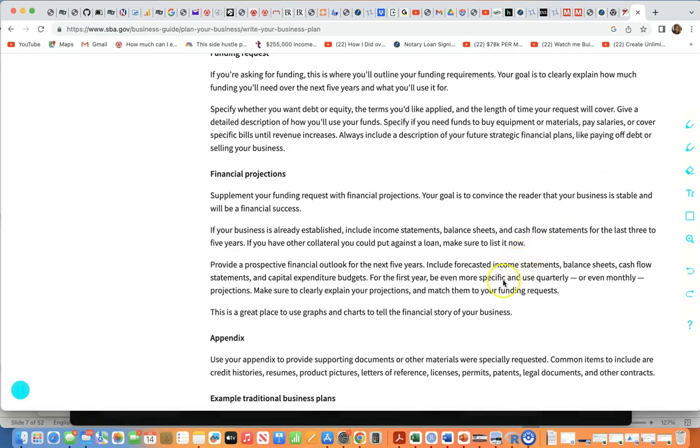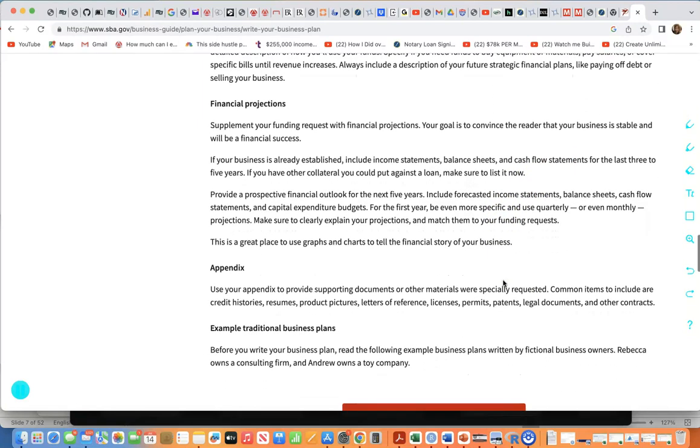Under the financial projections section here, this is just a supplement to the other requests that you're making above your funding request. And what you're doing here is convincing the reader that you can pay this back. It will be a success, that your business is stable. Note here in the second paragraph, if you already have an established business, then you can include actual income statements, which would be revenue minus expenses.